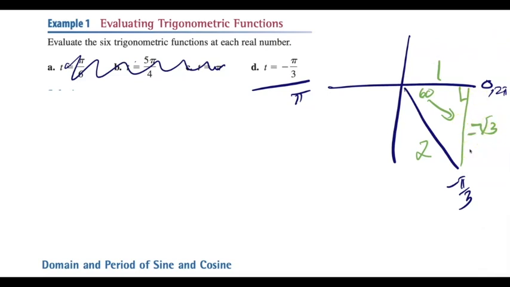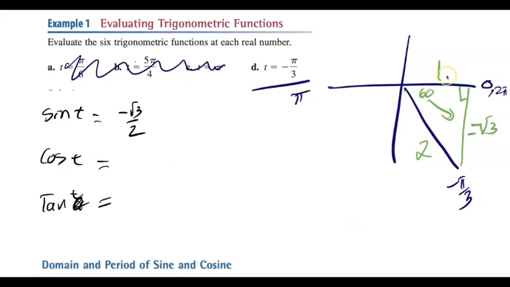So now if I wanted the 6 trig functions, I could just do it really quickly. Sine, cosine, tan of theta, I guess of t in this case. Sine would be opposite over hypotenuse. Cosine would be adjacent over hypotenuse. And tangent would be opposite over adjacent, negative rad 3.